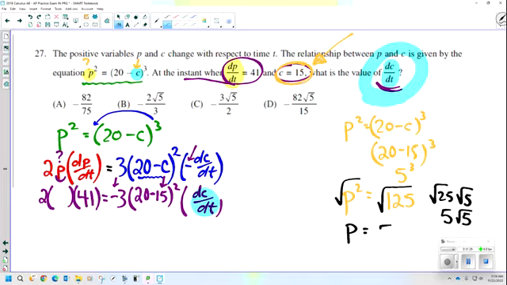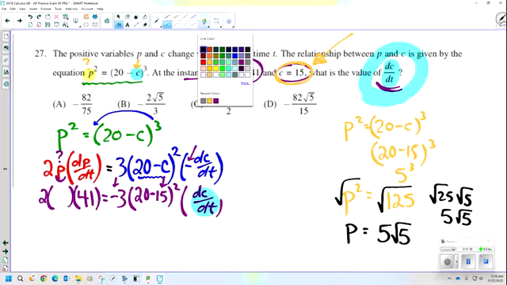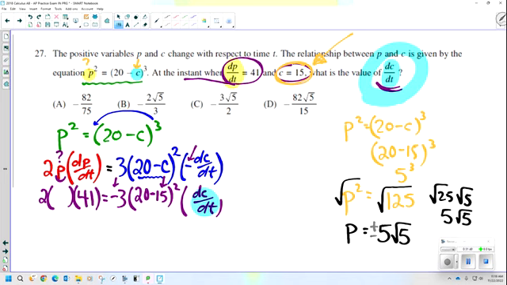All right? Now, you might be saying to yourself, anytime I undo a square root, shouldn't I have plus or minus? You should, with the exception of positive values for P and C. Positive. So I don't want the negative version. It should just be positive 5 radical 5. So in for P, I'm going to put 5 radical 5.